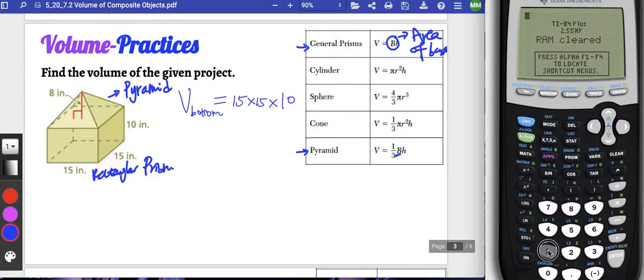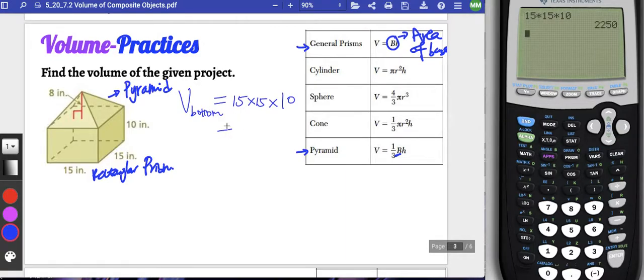So let's just quickly calculate. The bottom part, we already know, is 2250. And now let's check the top part. The top part, as we mentioned, is going to be the pyramid. So it is one third, again, base area times height. But some students might say, base area, you mean the bottom of this square here? Yes, correct. If you check the top part, I'm going to draw the edge of this. This is going to be the base of the pyramid.